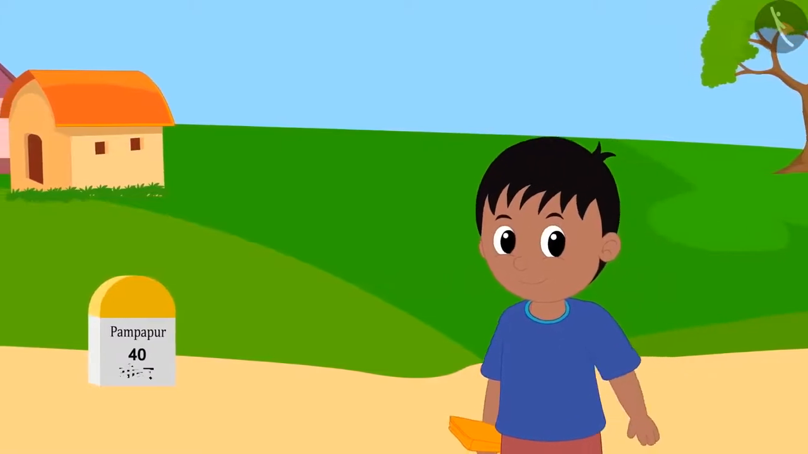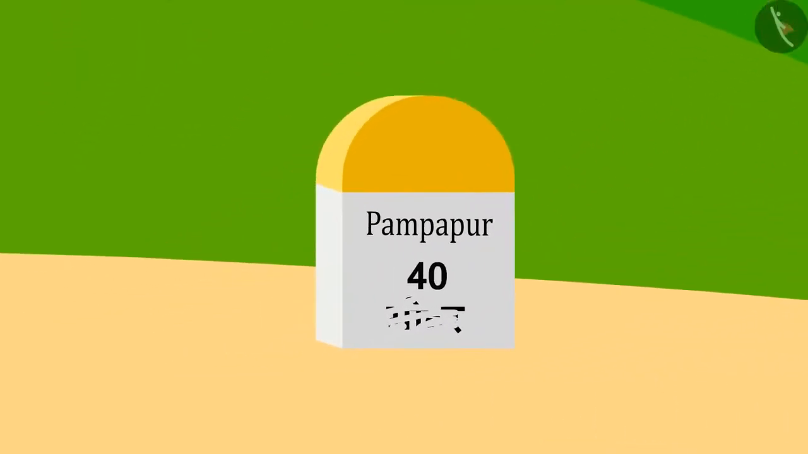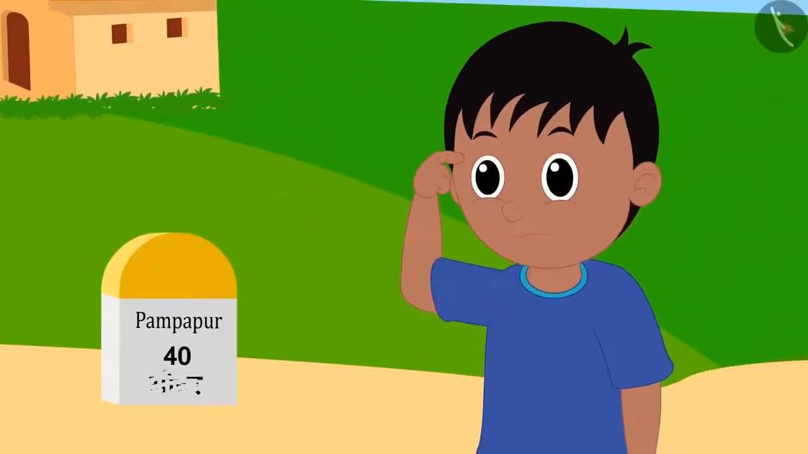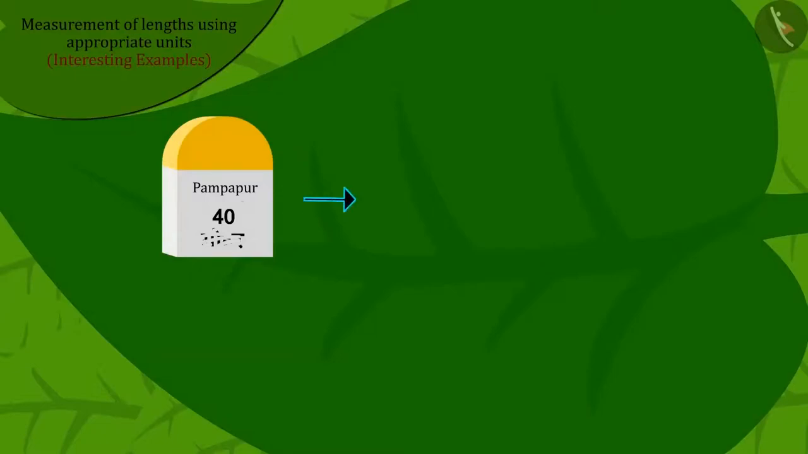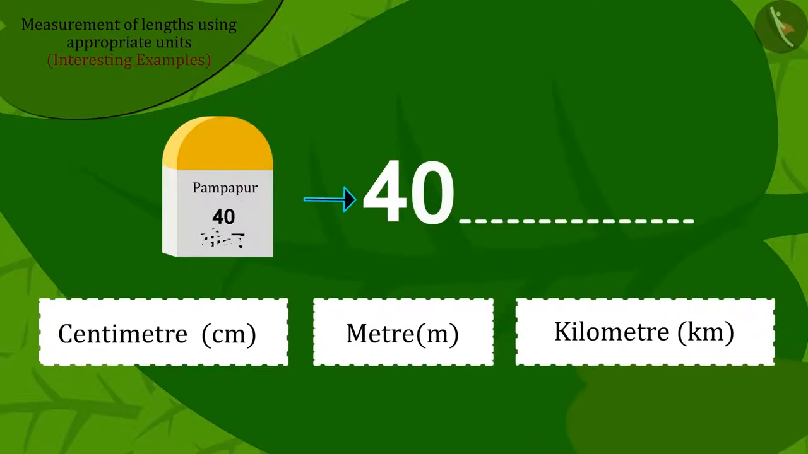Now Raju was about to reach his house. Just then, on the way, he saw it was written on a stone plate on the ground, Pampapur 40. But the unit below was erased. Raju started thinking that the distance from Pampapur to there was written on that stone. Now which unit should be written in front of 40? So that the people going there can get the correct idea of distance to Pampapur. Kids, can you help Raju?